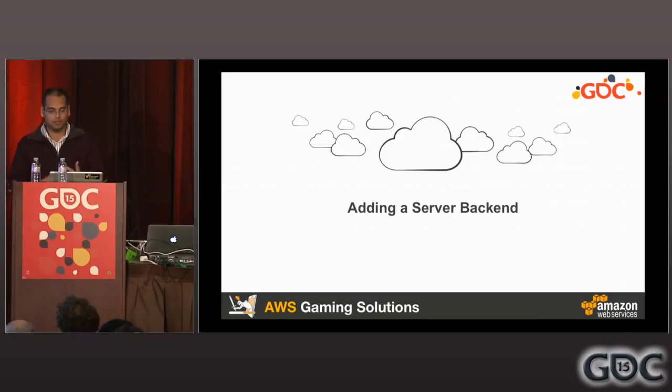So you have all this functionality that comes already available with the AWS Mobile SDK. But what if you still have some kind of backend processing that you want to do? What if you still want to add some kind of server backend?